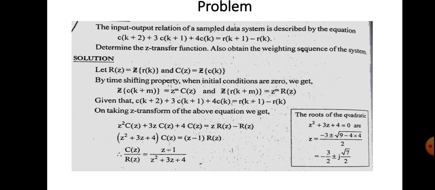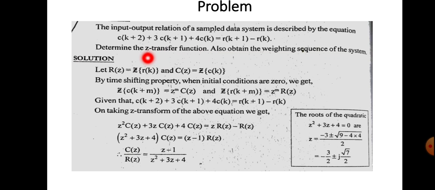So here you are given a difference equation. By this equation you can see that it is a difference equation. It represents a sampled data system, that is, a discrete time system, and you are asked to find the z transfer function. What is the z transfer function? It is the pulse transfer function. What is the pulse transfer function? It is H of z, right? So you want to find H of z.